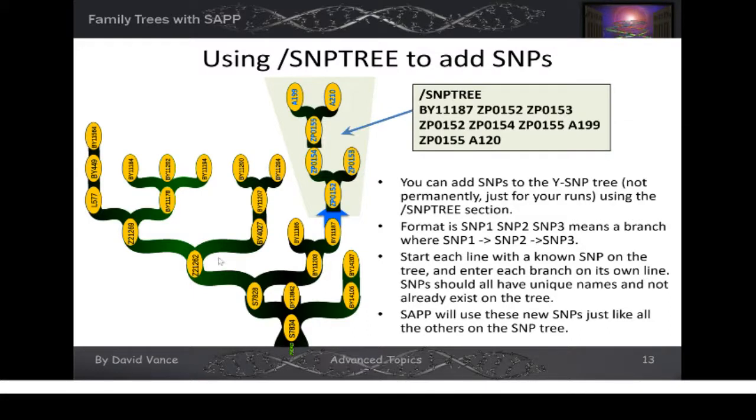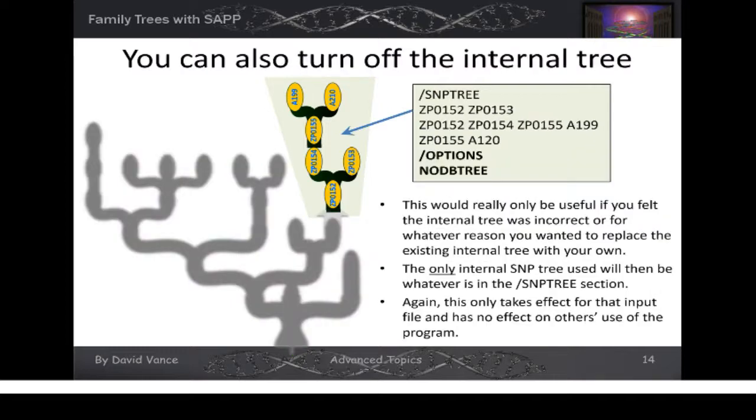Now, the last thing I'll talk about in the SNP section here is an advanced option that you can use in order to change this internal SNP tree even more. If, let's say, you decide that the internal SNP tree that SAPP already has is nowhere near what you believe to be true, it's either way out of date or you don't believe where it was taken from, etc., and you want to redefine all of the SNPs under that section and how they branch together, you can simply turn off the internal tree entirely.